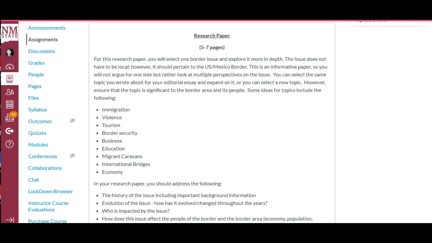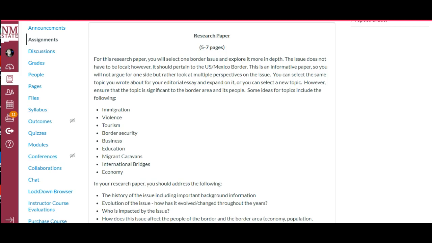So we're going to explore how it affects people, how it affects the government, what the government has done about it. We're also going to maybe look at if it has any economic impact, if it has any impact on the education on the border, if it has any impact on the business. So obviously not all topics impact business on the border, but if your topic does, then you should address it in the essay. So like I said, the purpose of this research paper is to look at that issue through multiple perspectives, to really look at it from all sides and to really understand the background and the history of the issue.